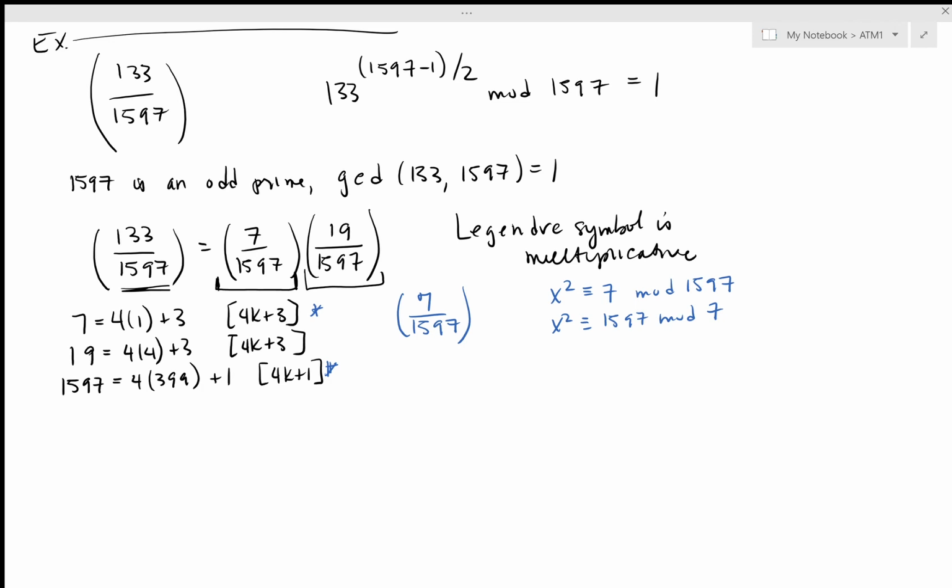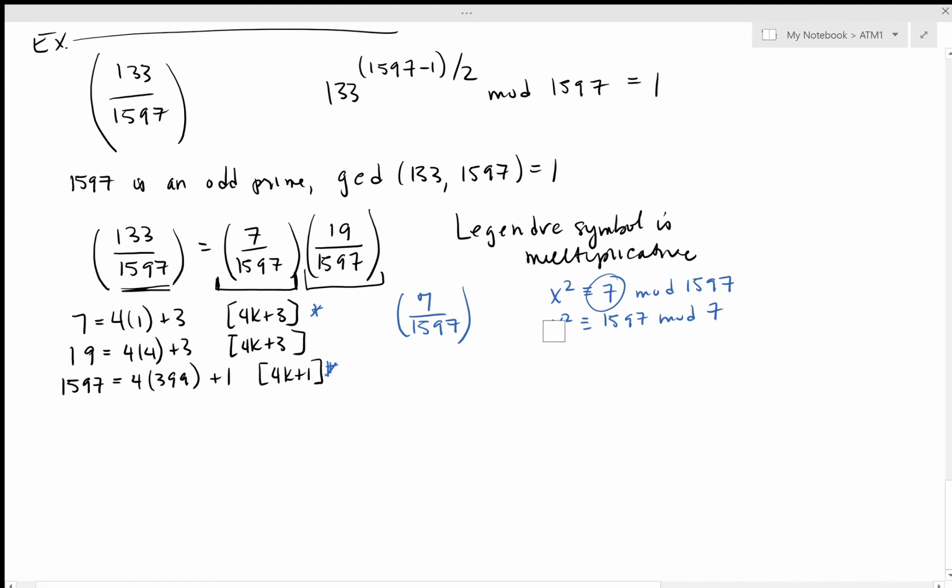Now, when I think about this, what is the Legendre symbol when a number, in this case 7, is a quadratic residue? The Legendre symbol is 1.